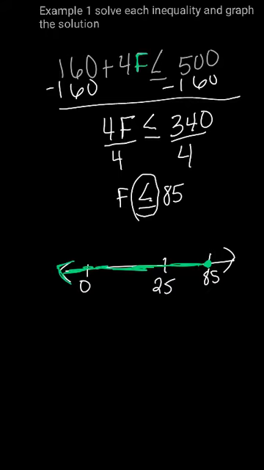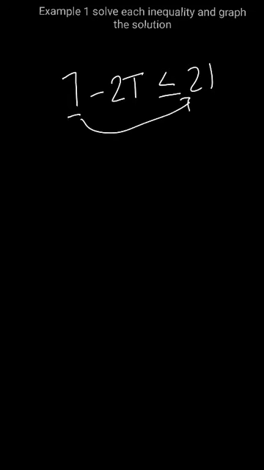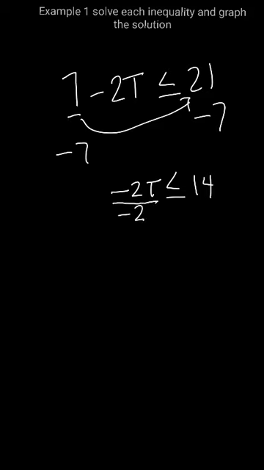All right, so let's look at another example. This time we're going to look at the inequality 7 minus 2t is less than or equal to 21. Again, we've got to move this whole number over to the other side. To do that, I'm going to subtract 7 from both sides. So I'm left with negative 2t is less than or equal to 14. Now I need to get rid of this negative 2, so I'm going to do the opposite operation and divide both sides by negative 2. So I'm left with t is less than or equal to negative 7.